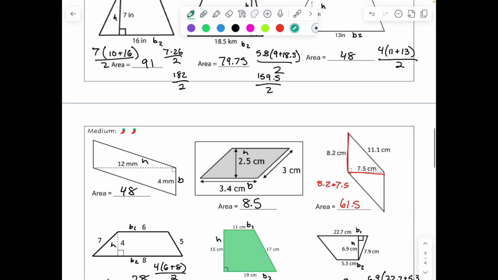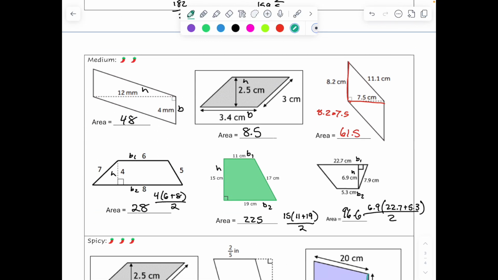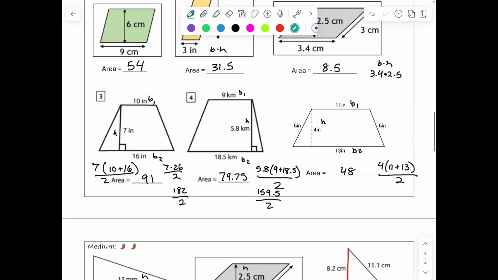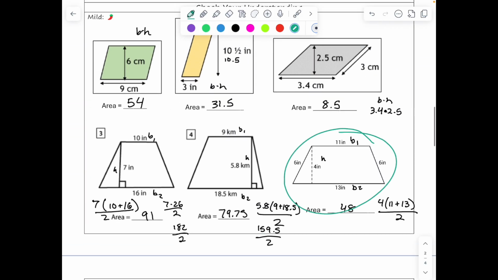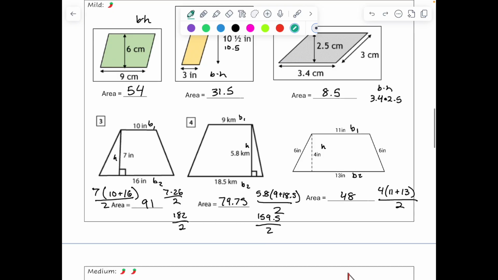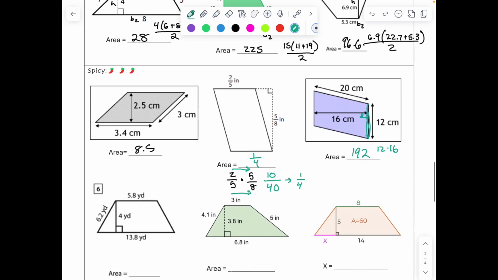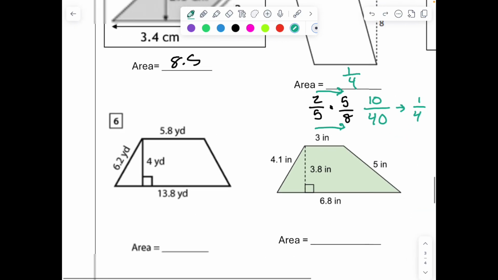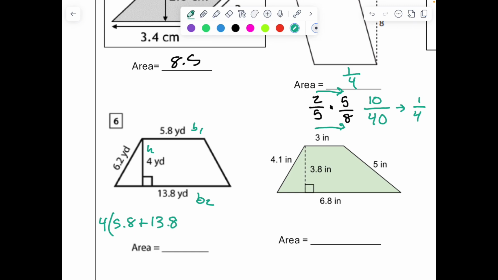Another trapezoid. I think we've already done this one. Oh, I guess we haven't. Oh, yes, we did. We did it up here. 13, 4, and 11. Oh, no, that's different. It is different. All right, so height, base 1, base 2. So 5.4 times 5.8 plus 13.8 divided by 2.